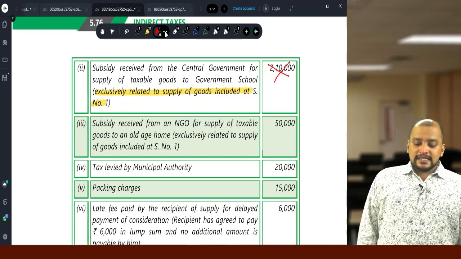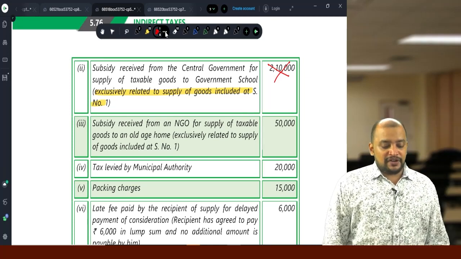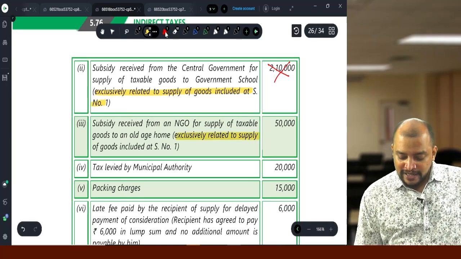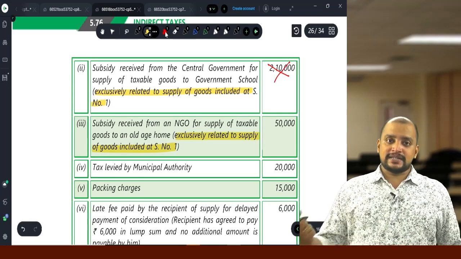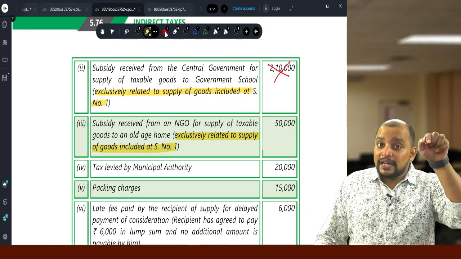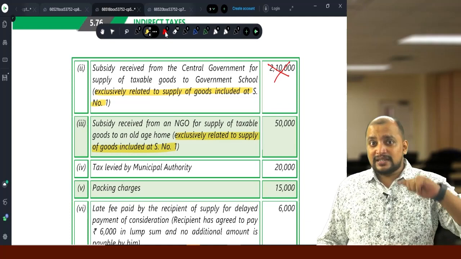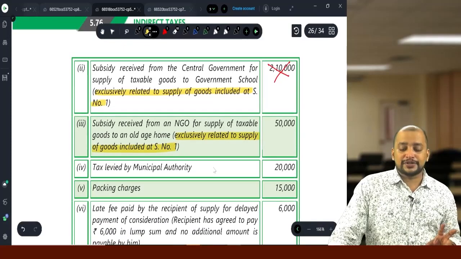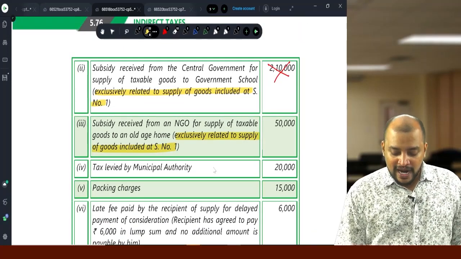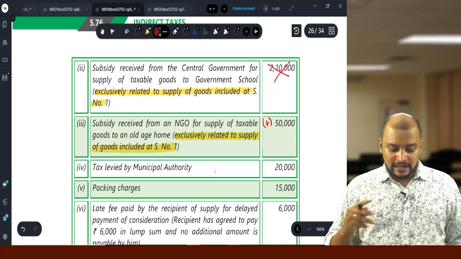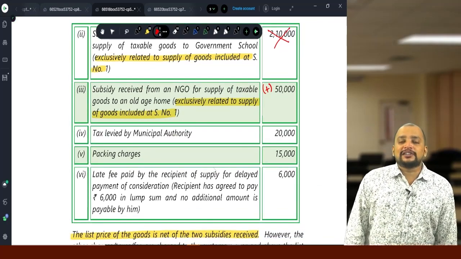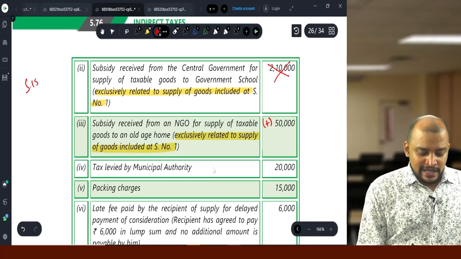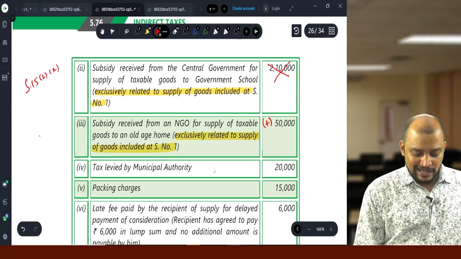Then subsidy received from an NGO for supply of taxable goods to an old age home. Again, this is also directly linked to price, but it is from others. So as per provision, it is to be included, and in the given price, it is excluded. Where is it given? It is given that net of 2 subsidies, so excluded. So we need to add this 50,000. Then tax levied by municipal authority, municipal taxes. So the second point and third point is related to section 15 subsection 2 clause E.